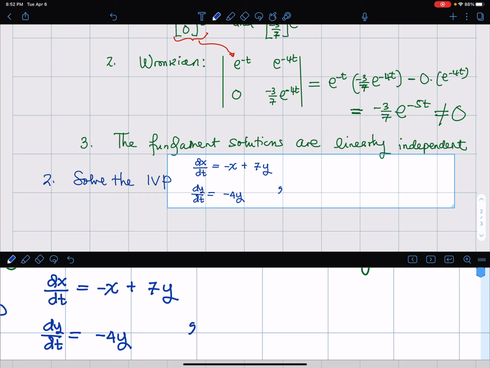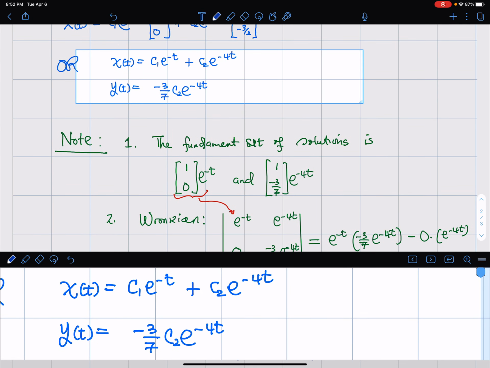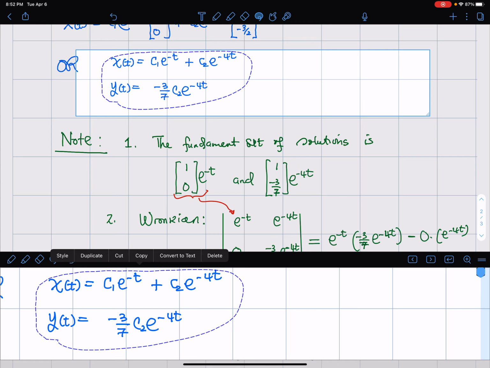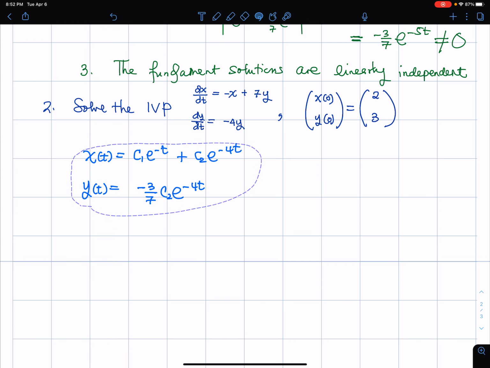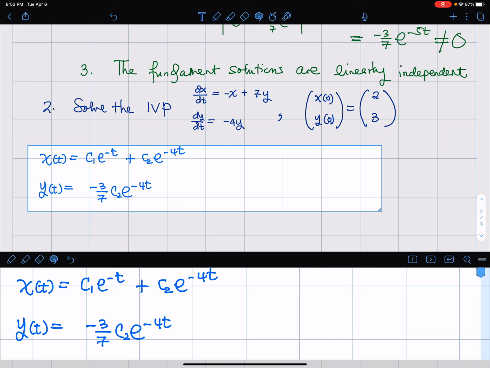The initial conditions, let's say x of 0, y of 0 is equal to 2, 3. All right. Since we already solved the problem, we're just going to take this and solve for our C1 and C2. Remember, for an initial value problem you solve the equation and then you solve for the constants using the initial conditions.